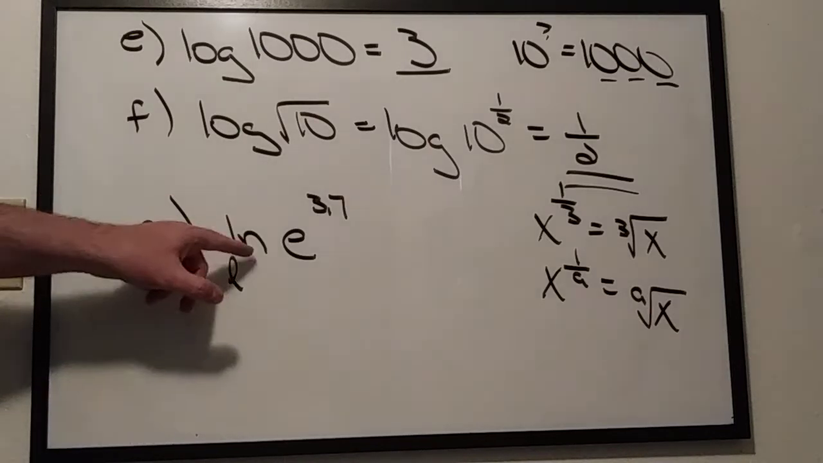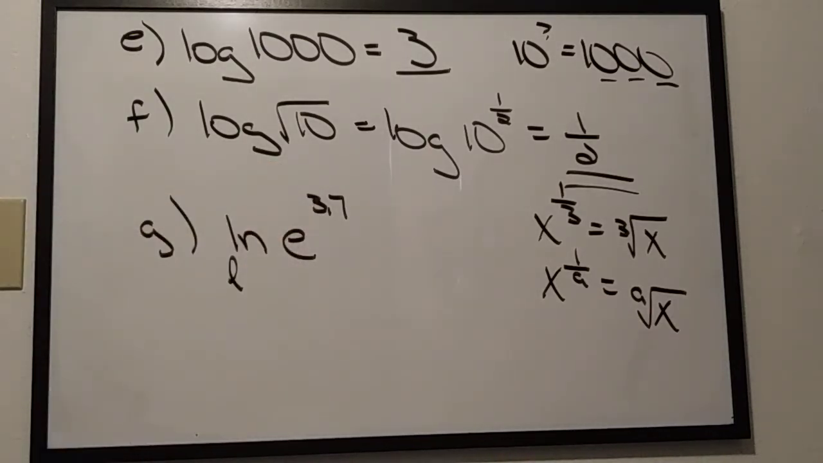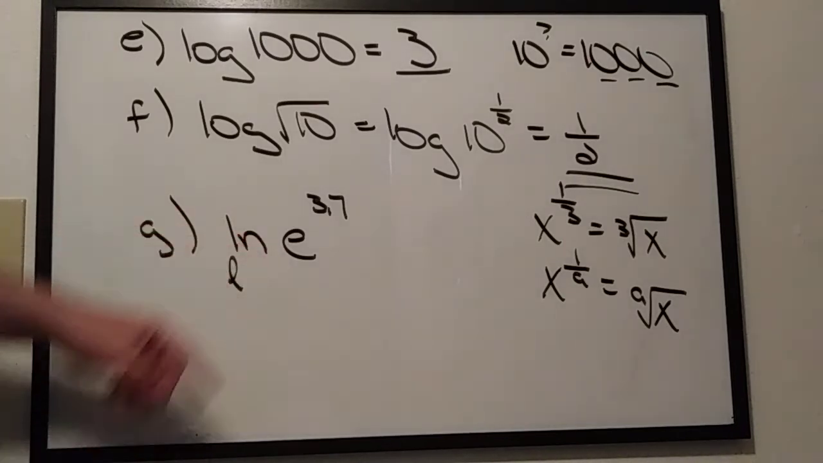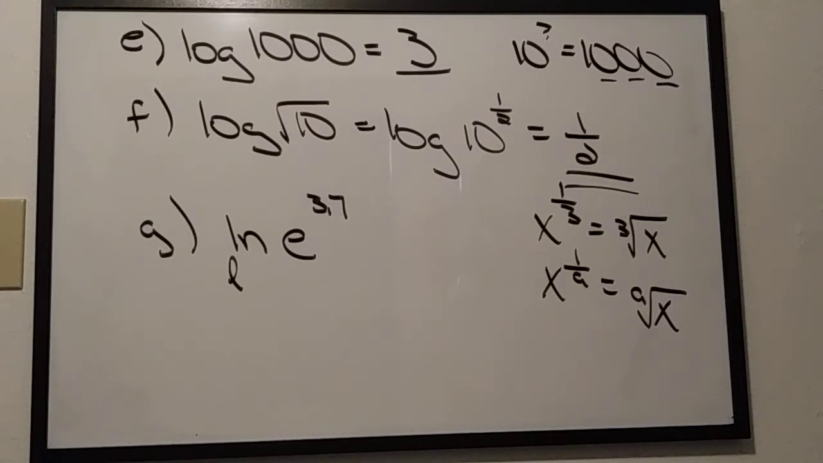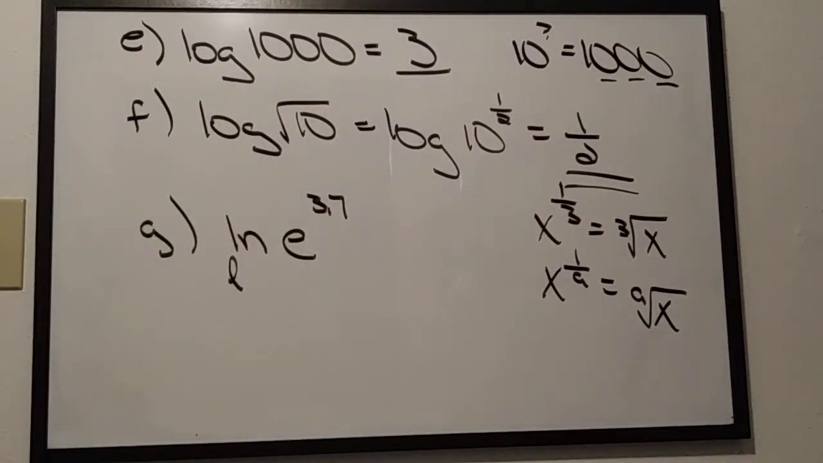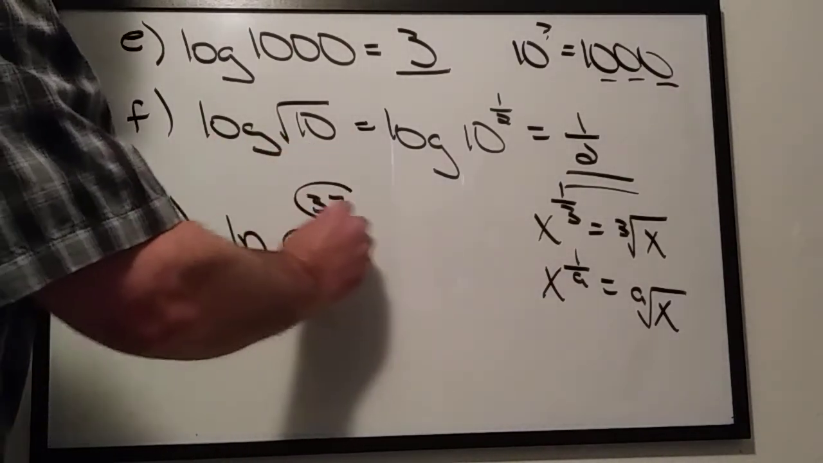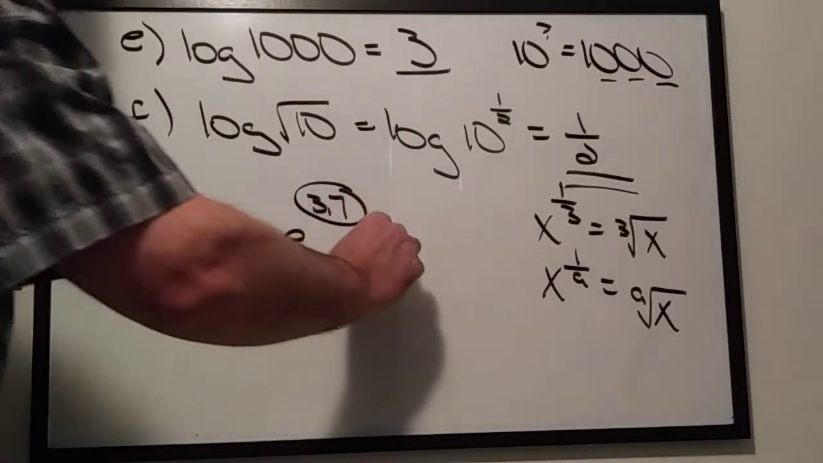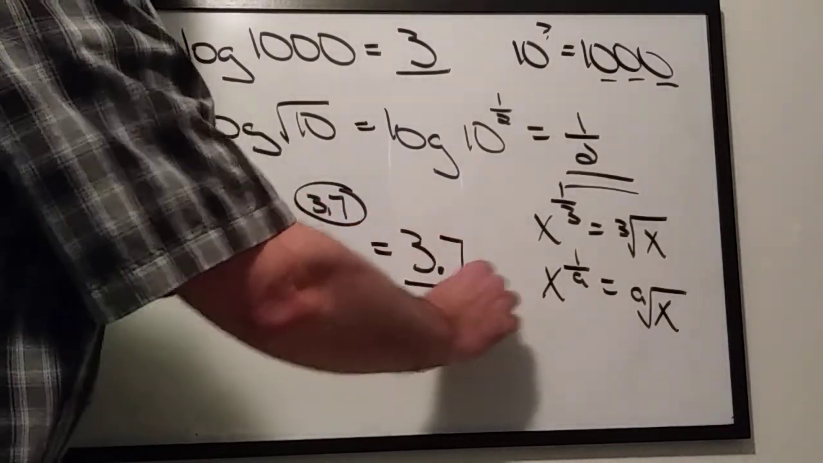So we have ln of e to the 3.7. Well, once again, natural log is another way of thinking about log base e. And logs are exponents. So this is saying, what's the exponent on your e? Now, sometimes people look at this problem and they try to make it harder than it is. So once again, think about what I just said. It's asking you for the exponent on your e. I already have my e here, and I already have my exponent there. The exponent on my e is 3.7. So the answer to this problem is the number 3.7.